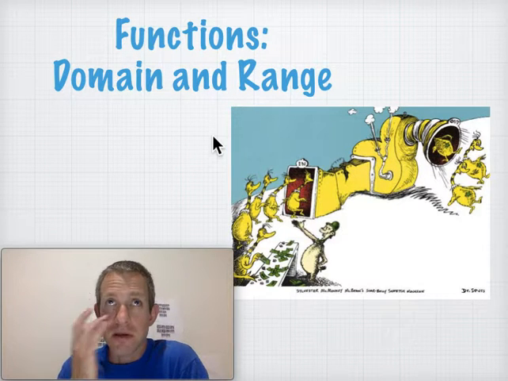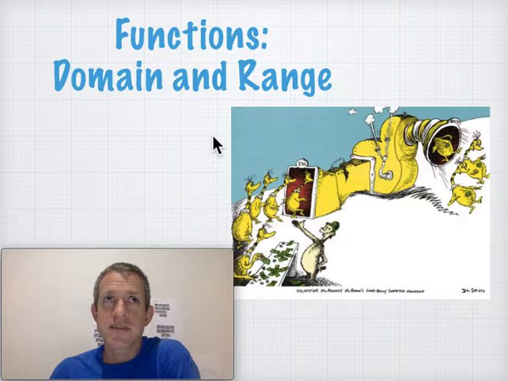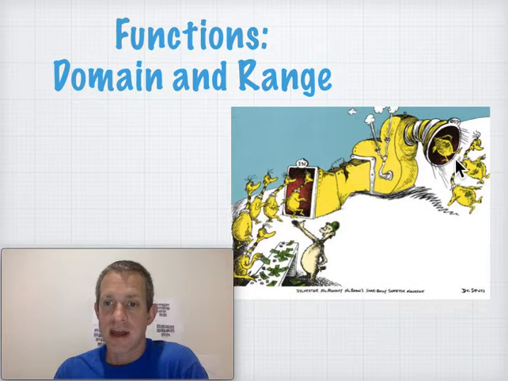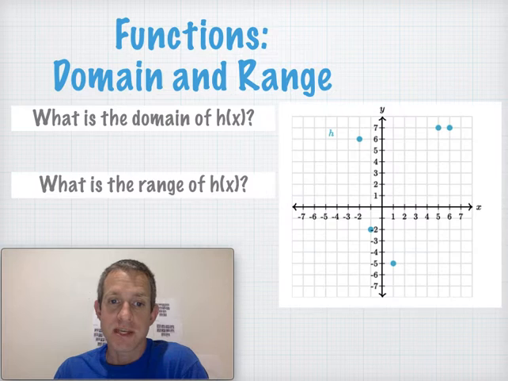It might also be helpful to think, instead of inputs and outputs, in terms of x's and y's. So the domain, if you're asked that, is asking for the x's that a function has, and the range is thinking about the y's that it has. So let's look at a few examples.